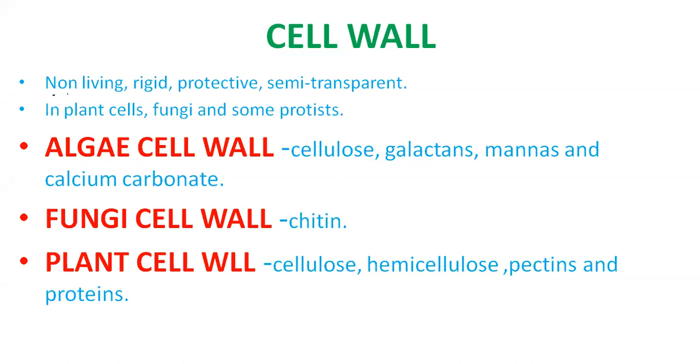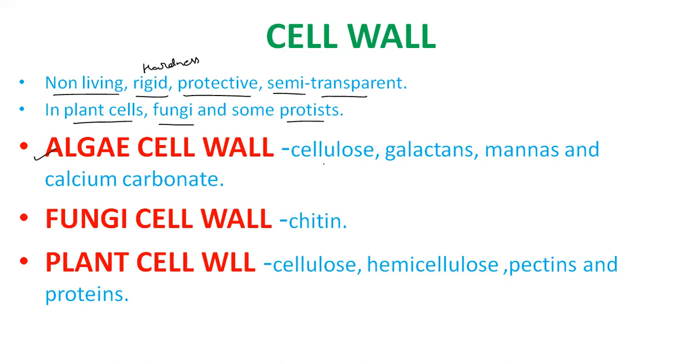Cell wall is non-living, so the bacteria and fungus cannot affect them easily. They are rigid, so it provides hardness to the plant. It is protective, so it protects the plant from mechanical shock, and it is semi-transparent. Cell wall is found in plant cells, fungi, and some protists.